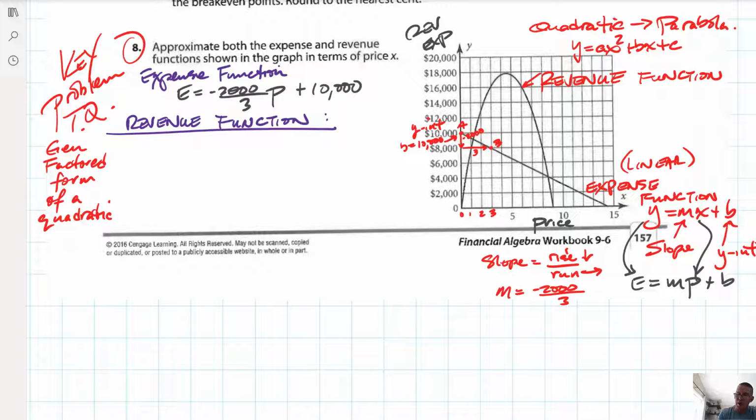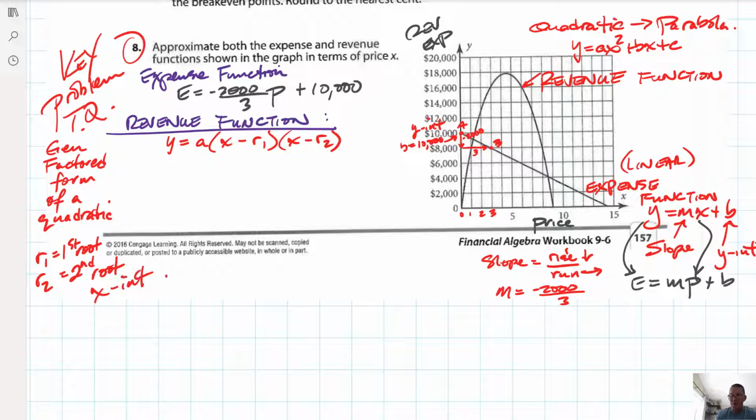Now the general factored form looks like this: y is equal to a times (x minus r1) times (x minus r2). That's for any quadratic function, where r1 and r2 are called roots of the function. r1 is the first root, and r2 is called the second root of the function. By that I mean x-intercepts, so where does the function intersect the x-axis?